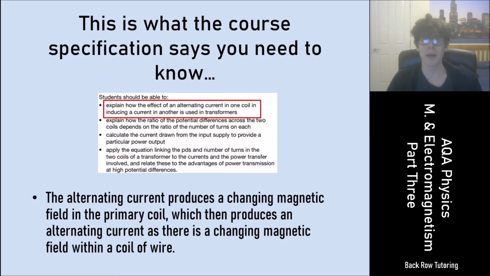So, can you explain how the effect of an alternating current in one coil inducing a current in another is used in transformers? Yes, we can. The alternating current produces a changing magnetic field in the primary coil, which then produces an alternating current as there is a change in magnetic field within a coil of wire. So this is just looking back at the transformer and how it works. We know that a change in electric current leads to a magnetic field being produced. That change in magnetic field then makes an alternating current on the right coil, on the secondary coil.